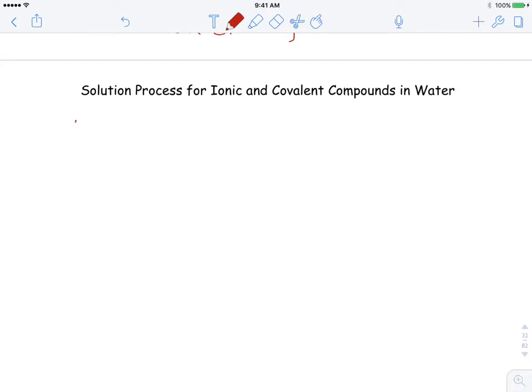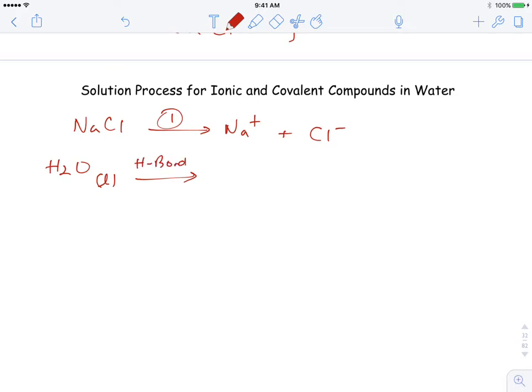So it's important to note that if you have an ionic compound, it's bonded together with itself. And then the first thing that would have to happen, step one, is for this to break apart into ions. You also have water. And water, as a liquid, it has hydrogen bonds. So step two would be for the water to break its hydrogen bonds. So you'd have water with some broken hydrogen bonds.